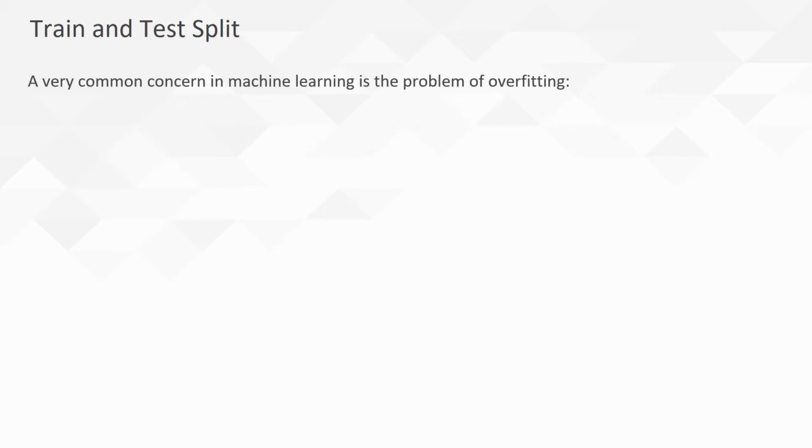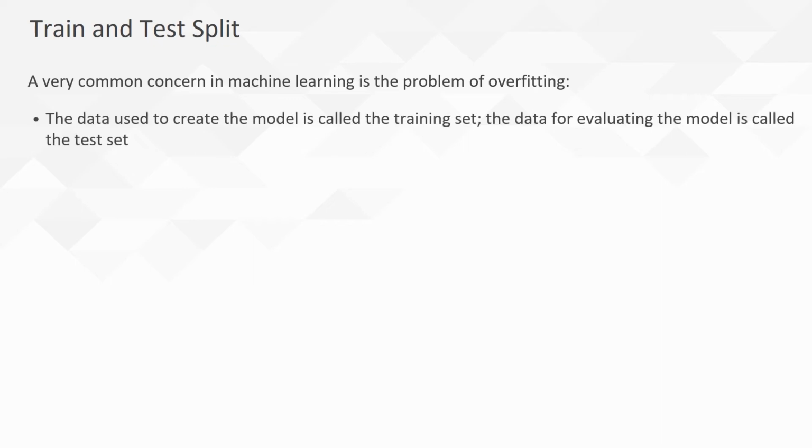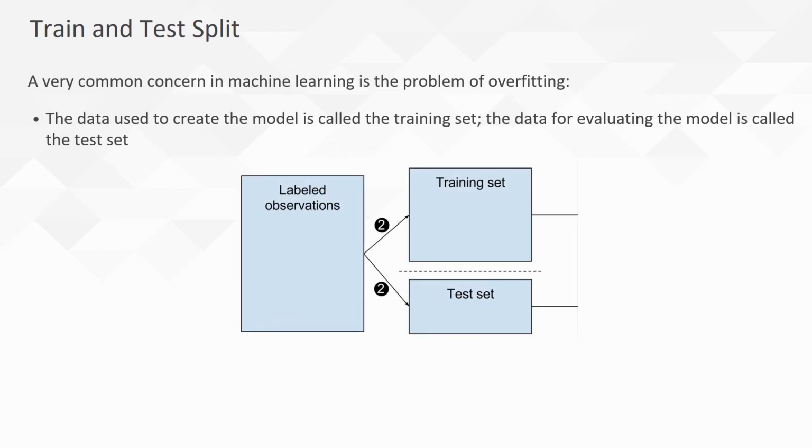A very common concern in machine learning is the problem of overfitting. Overfitting is when a machine learning model fits so well to the data that was used to create it that it doesn't generalize to new data anymore. Clustering models and other machine learning models can overfit data, meaning they seem to fit data they were created with very well, but do not generalize to new data well.